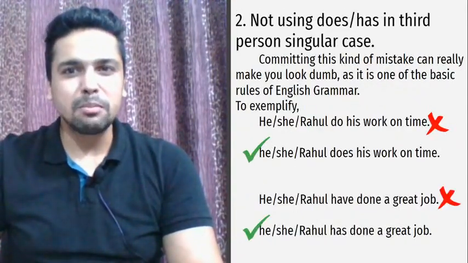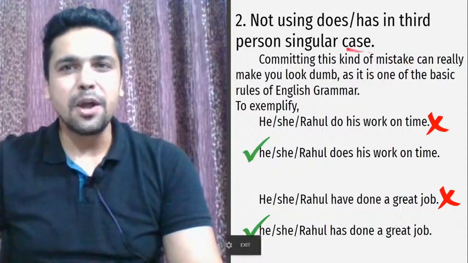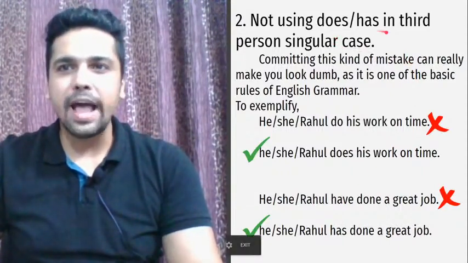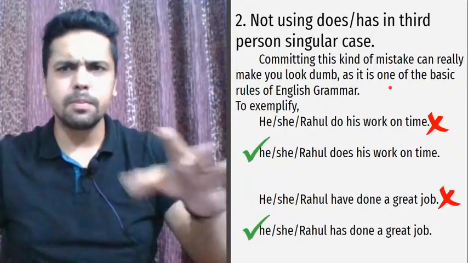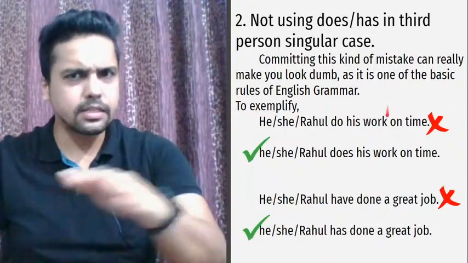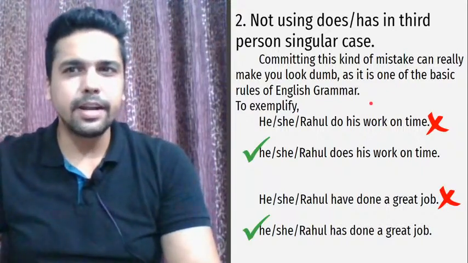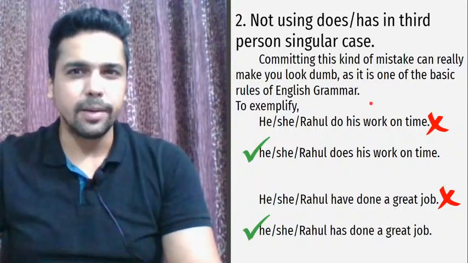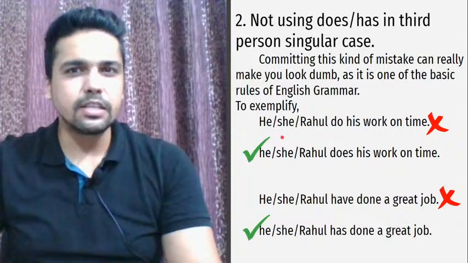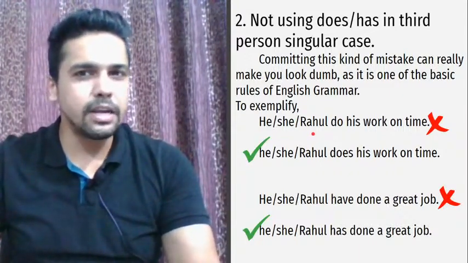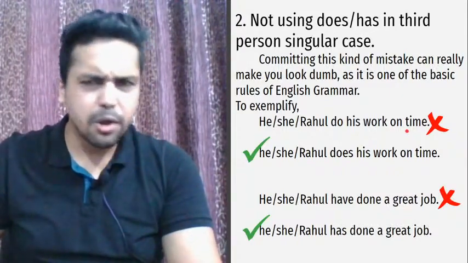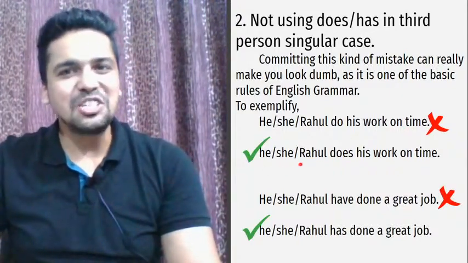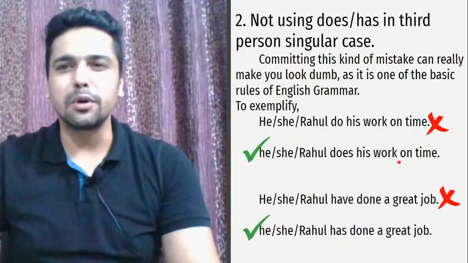Let's talk about mistake number two. That is not using "does" or "has" in the third person singular case. Forget about these terms, third person singular case and everything. Let's understand with examples, because committing this kind of mistake can really make us look dumb. Let's see how. Look at this here. "He, she, or Rahul do his work on time?" No, no, no, no. It will be "he, she, or Rahul does his work on time."